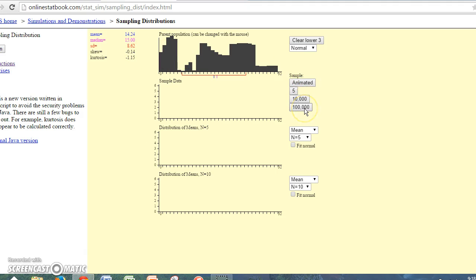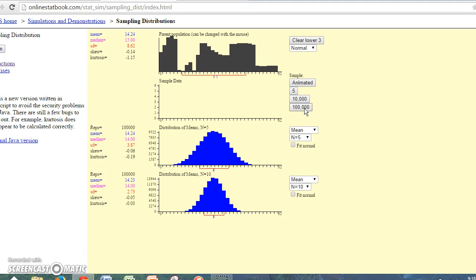So again, I'm going to do 100,000 times. Again, notice both of them are normally distributed, both of them centered around the same mean. The sampling distribution with the larger sample size has a smaller standard deviation. Again, that's coming from sigma divided by the square root of n.